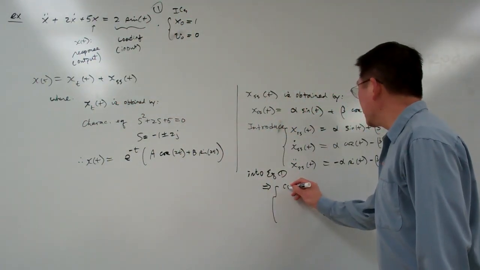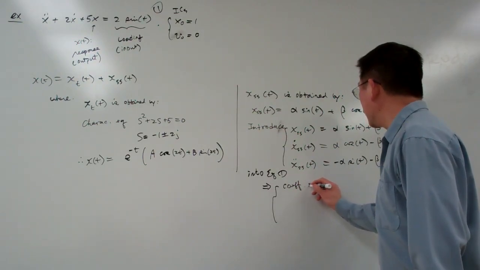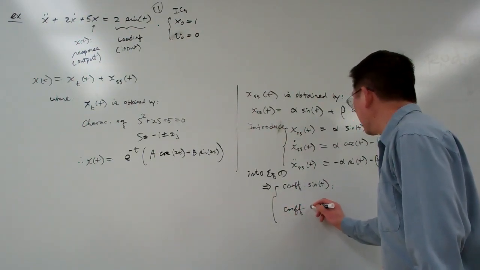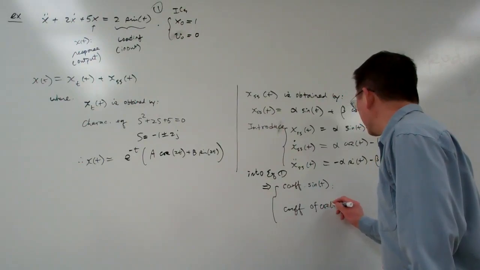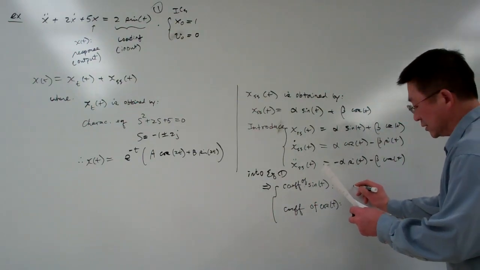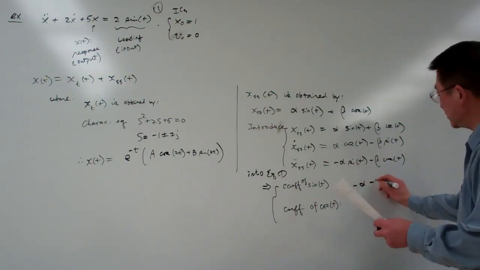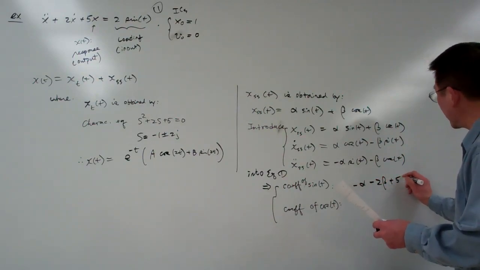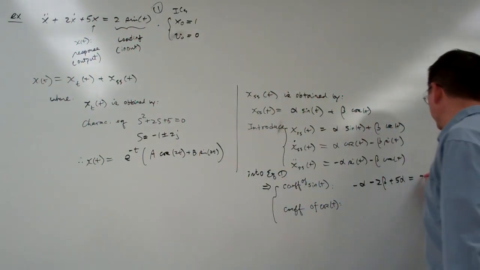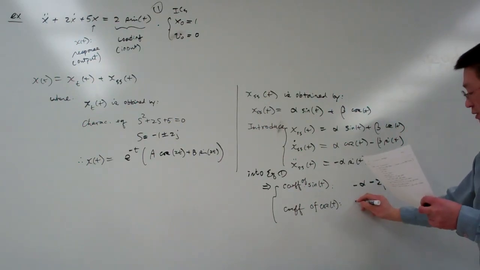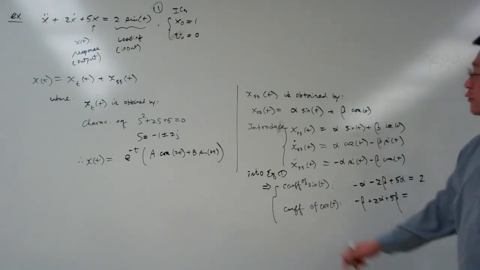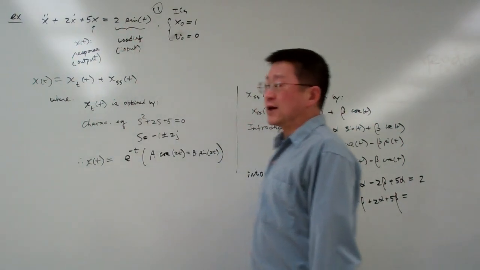So then we can compare coefficients of the sine t term and coefficients of the cosine t term. The coefficient of sine t on the left hand side is minus beta 2 beta plus 5 alpha, and the coefficient of sine t on the right hand side equals 2. The coefficient of cosine is minus beta plus 2 alpha plus 5 beta, and the coefficient of the cosine term on the right hand side equals 0.